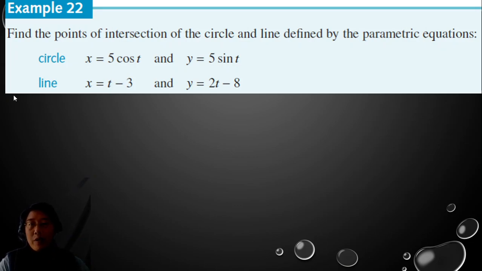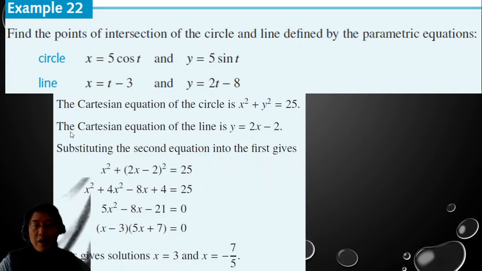Alright, last one. Find the point of intersection of the circle and the line defined by the parametric equation. Circle and a line, it's points, plural. A line, when it fully cuts through a circle, will have 2 points of intersection. So you need to find 2 points, 2 pairs of coordinates.